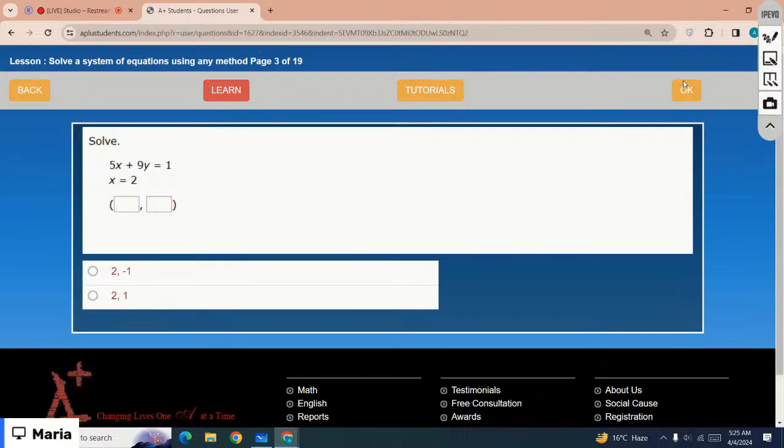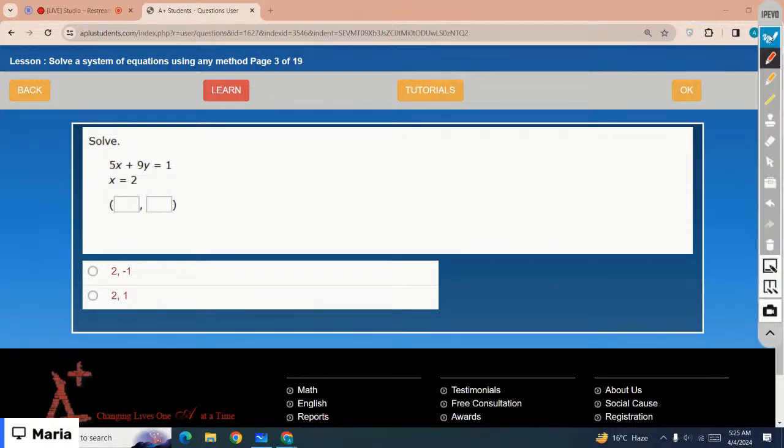For this one, you can use the substitution method, very easy, and the augmented method also, but use substitution because using substitution is very easy. You have the x variable already isolated. You have the value of x. You simply have to substitute this value of x in equation number 1 and solve for y, right?